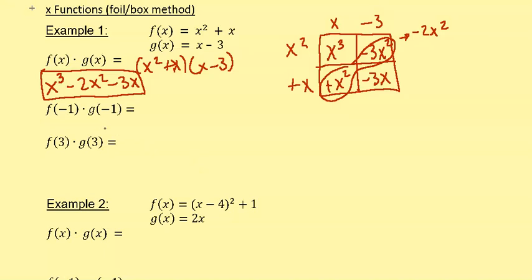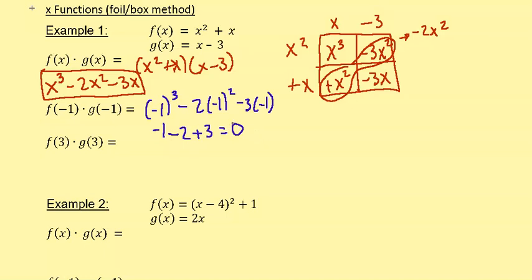Okay, now let's find f of negative 1 times g of negative 1. So we'll just plug in parentheses negative 1 wherever we see an x. Don't forget your parentheses. So we have negative 1 minus 2 plus 3. And that would give you 0. If you found them individually, you should get the same thing. Let's check that.